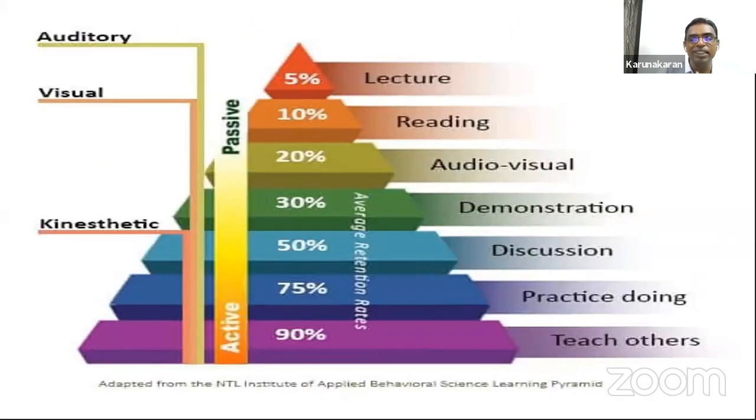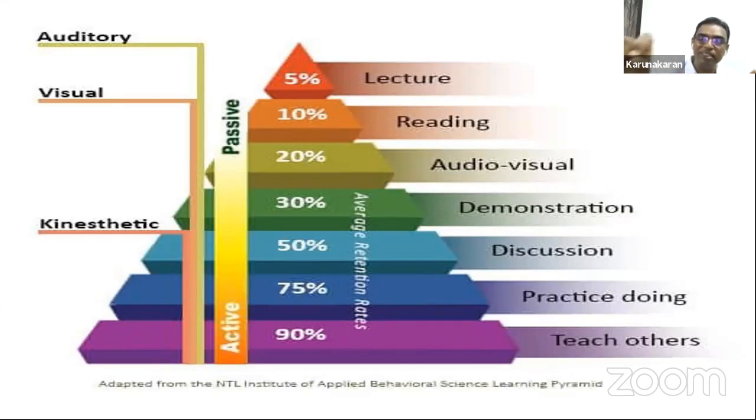So this is again the retention, in relation to research done in the field of audiovisual aid. This is adapted from the NTL Institute of Applied Behavioral Science Learning Pyramid. If you give a lecture, the students are able to capture 5%. If they listen to a lecture, the retention of what they listen to is only 5%. Reading, the retention of what they read is 10%.